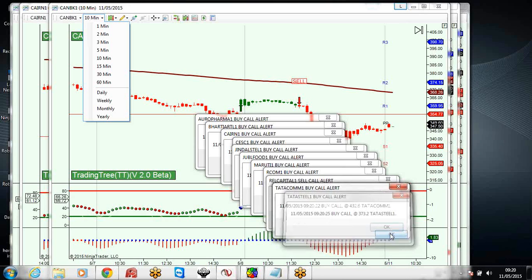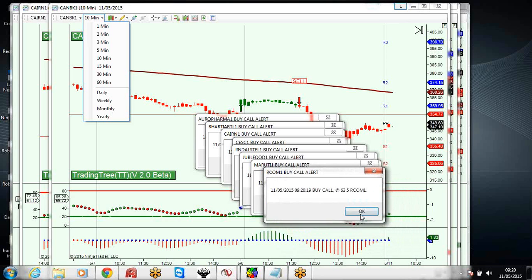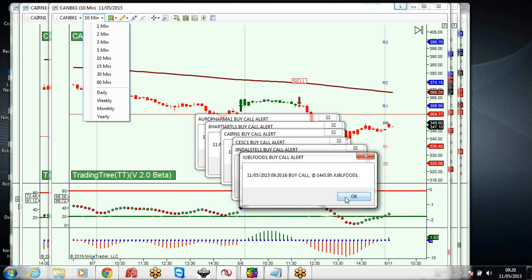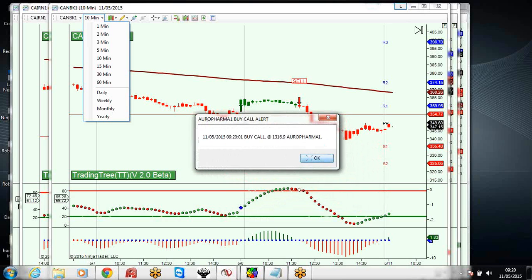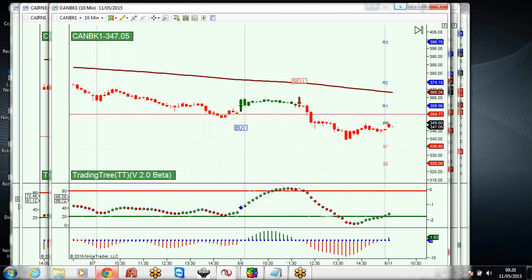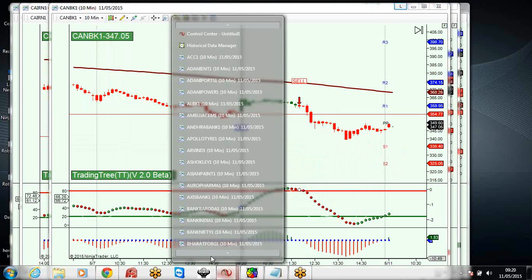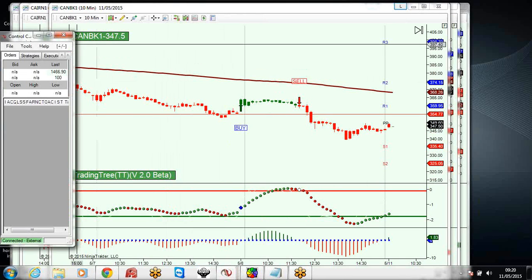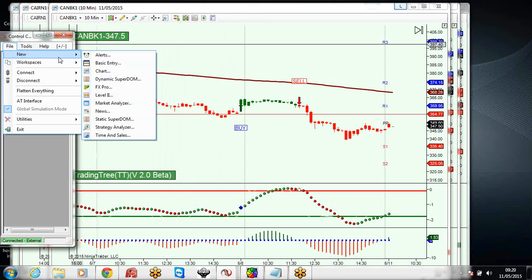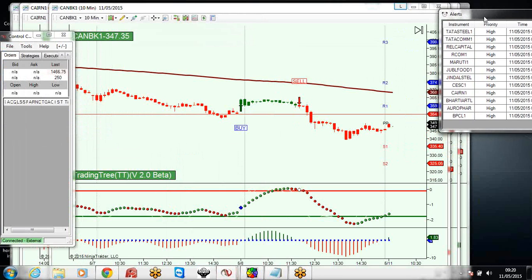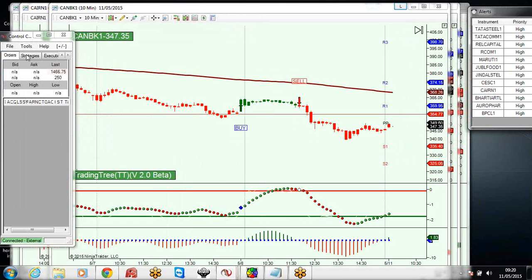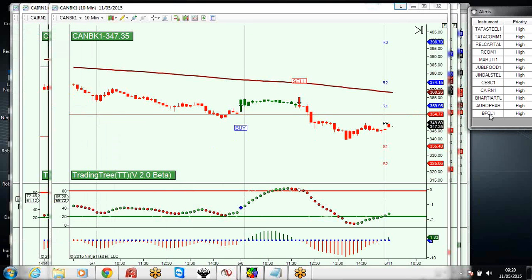So you have these calls right now at 9:20. So all these calls that are generated will be stored in the alerts box. I will just show you that. So that will just go to NinjaTrader controller, and this is where all your calls that are generated for the day are stored. So now what you can do is you can just come back to these charts.